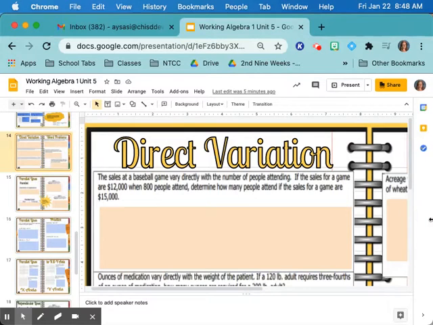Okay, direct variation. We are going to continue talking about direct variation. And that goes along with proportional relationships where you have the equation y equals kx, but we can also set up proportions to solve for unknown values.